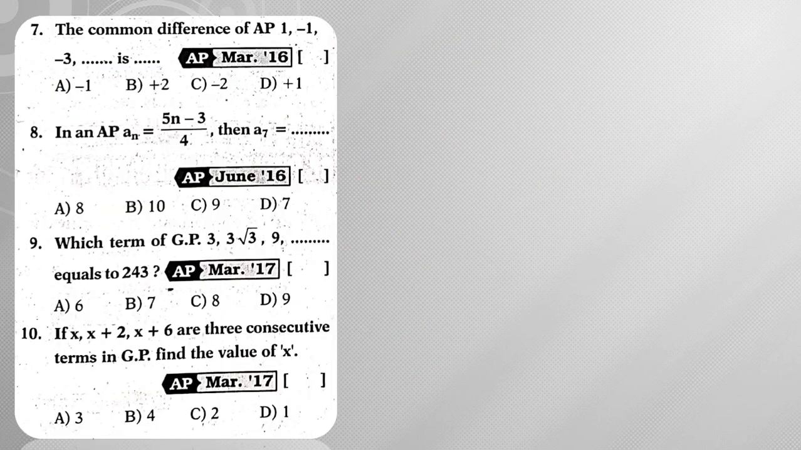Next, moving on to question number 7. The common difference of the AP 1, minus 1, minus 3. Now the first term is 1 and the second term is minus 1. Then what is the common difference? A2 minus A1. Substitute the values: minus 1 minus A1, which is 1. So minus 1 minus 1 is minus 2. Hence the answer is minus 2.